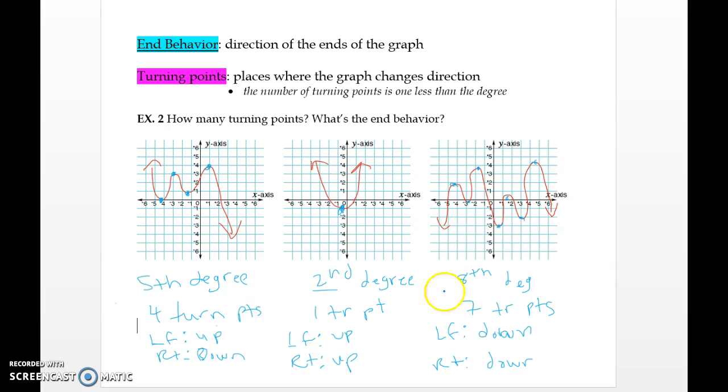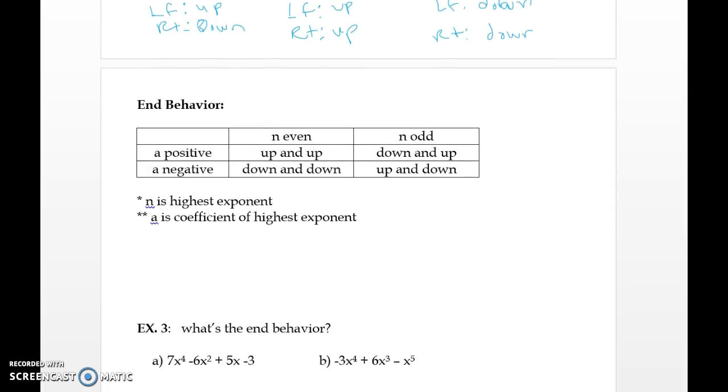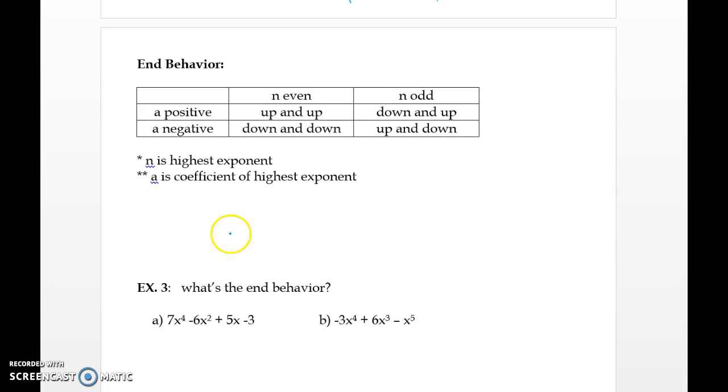Notice these are even functions, second and eighth degree. For any even function, your end behavior is going to be the same. This first function is a fifth degree. It is an odd function. Odd functions end opposite ways. So for an even function, we can end the same. Odd functions, we end opposite ways. So for an even, you can either have up, up, or down, down. And for an odd function, you can have down, up, or up, down.